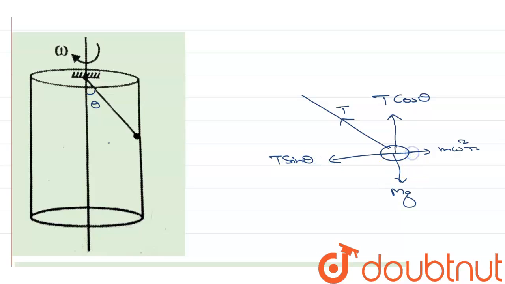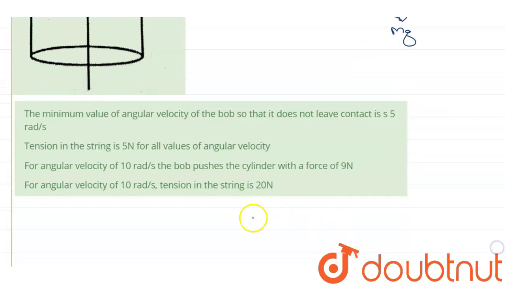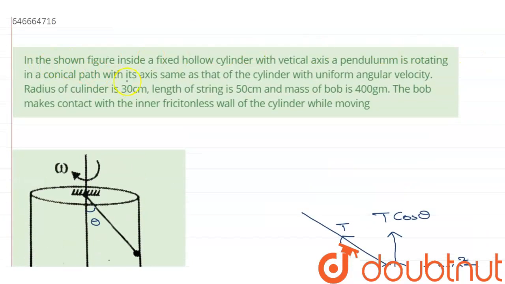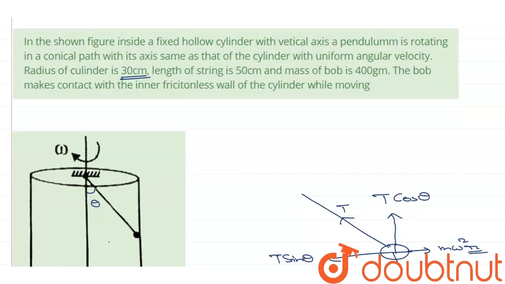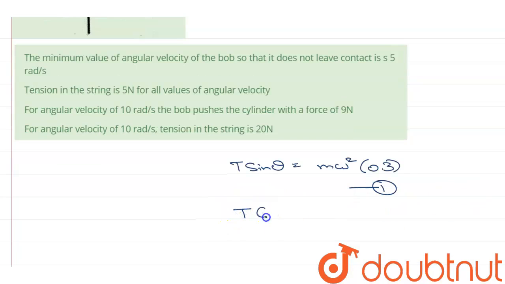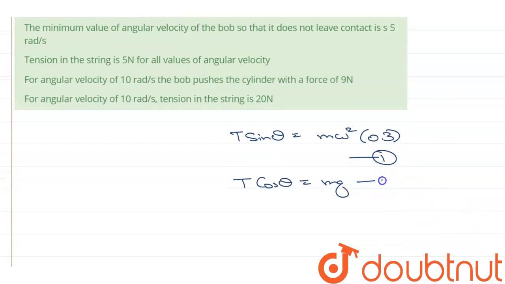Now, if this bob is in contact with the walls of the cylinder, this R will be the radius of cylinder. So T sin theta should be equal to m omega square radius of the cylinder, which is 30 centimeters, so 0.3 meters. Let's say this is equation number 1. Now T cos theta will be equal to mg. I'm just balancing the forces. This is equation number 2.